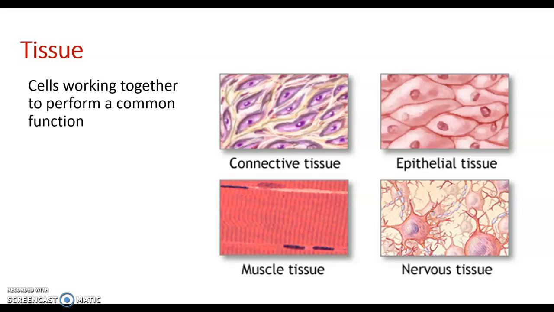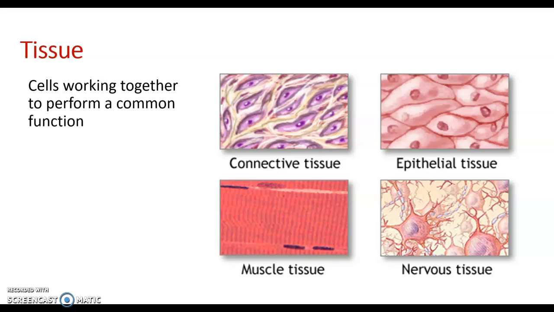There are 4 types of tissues in the human body. We have connective tissue, which provides support and stores fat. We have epithelial tissue, which covers all of our body surfaces, including lining our body cavities and each of our individual organs. Glands are also made up of epithelial tissue.